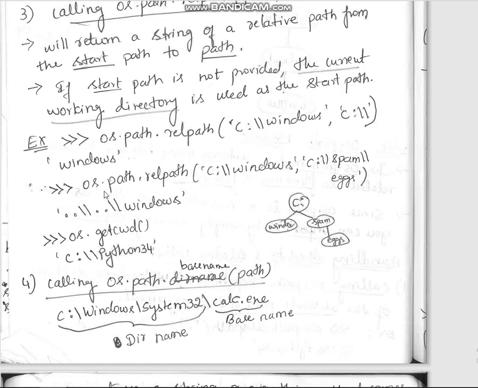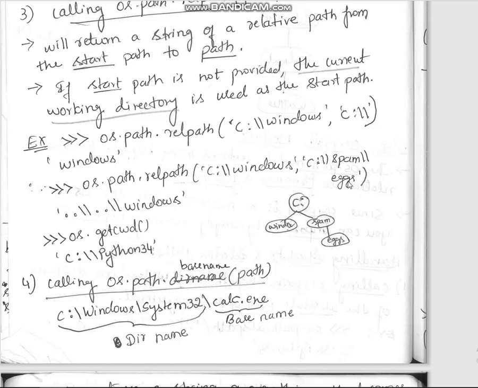Similarly, the second example, os.path.relpath. We are specifying the path here as well as the starting path. The starting path is what here? C:\spam\X. And here we have taken C:\Windows. This is my path, and this is my starting path I have specified here.